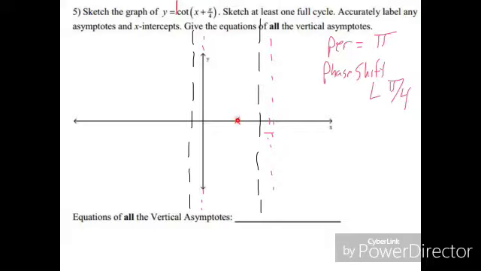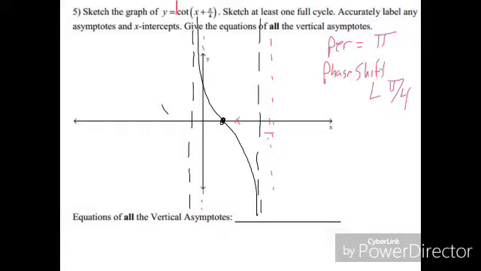And this center point left pi fourths. Let's see, this is pi, pi half, so pi fourths would be about there. And now we can sketch this decreasing function in between the amplitudes. In between the asymptotes. Get this right? Alright. Now it says accurately label any asymptotes and x-intercepts.